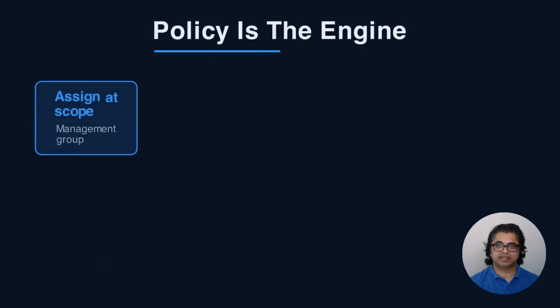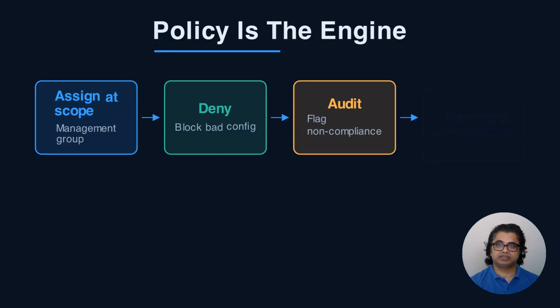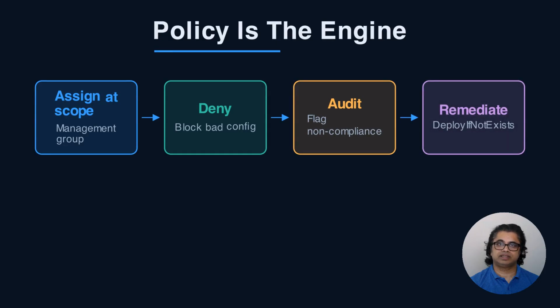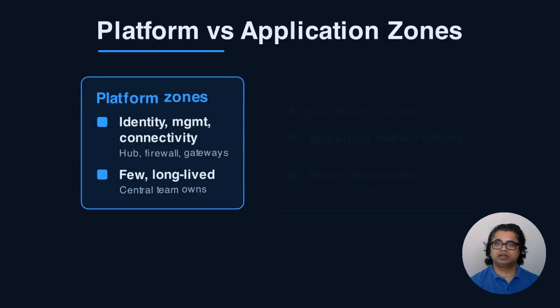The thing that actually makes a landing zone enforce itself is Azure Policy, not documentation. Policies assigned at management group scope do 3 jobs: deny, like blocking disallowed regions or public IP addresses; audit, flagging non-compliant resources without blocking; and deploy if not exists, which auto-remediates by deploying things like diagnostic settings to Log Analytics or Microsoft Defender plans. This is the difference between governance that's a wiki page and governance that's code. Combine policy with role-based access control, RBAC, assigned via groups, and you've separated what teams can do from what they're allowed to create.